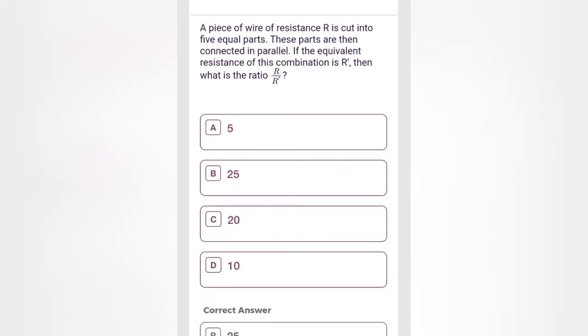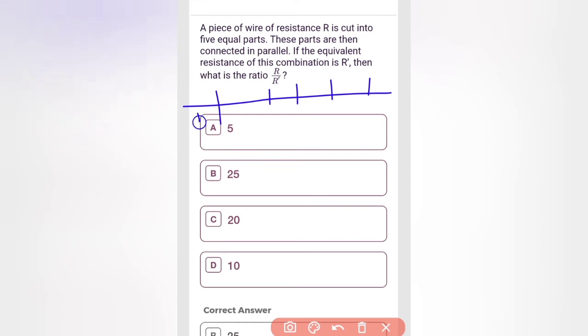A piece of wire of resistance R is cut into 5 equal parts, and these parts are then connected in parallel. If the equivalent resistance of this combination is R dash, what will be the ratio R by R dash? See, a long wire has been cut into 5 parts, and each part is going to become R by 5.